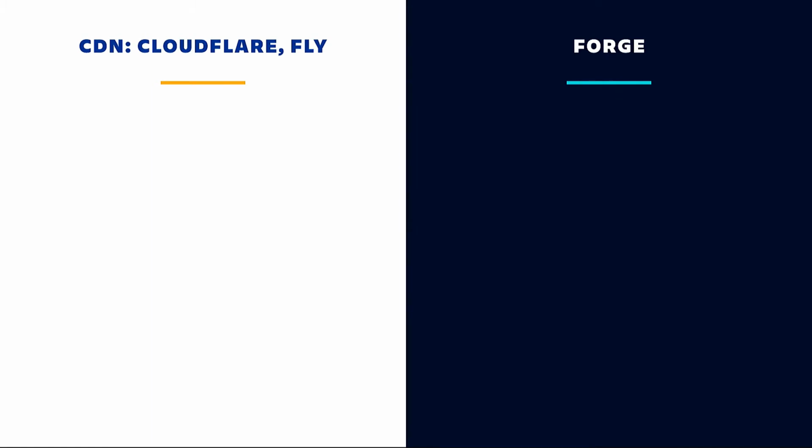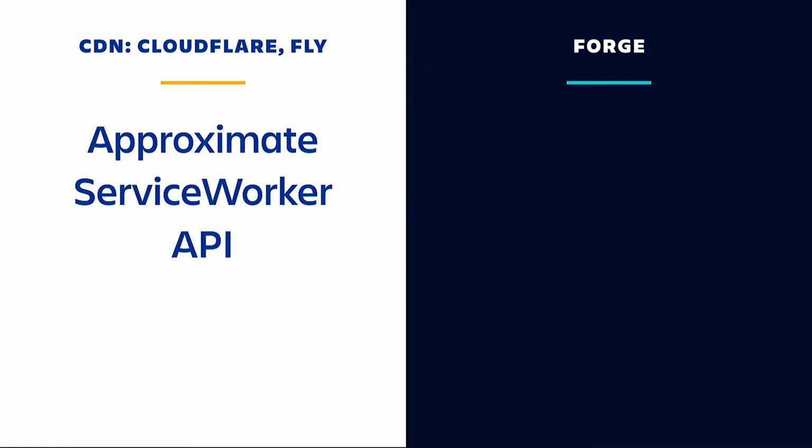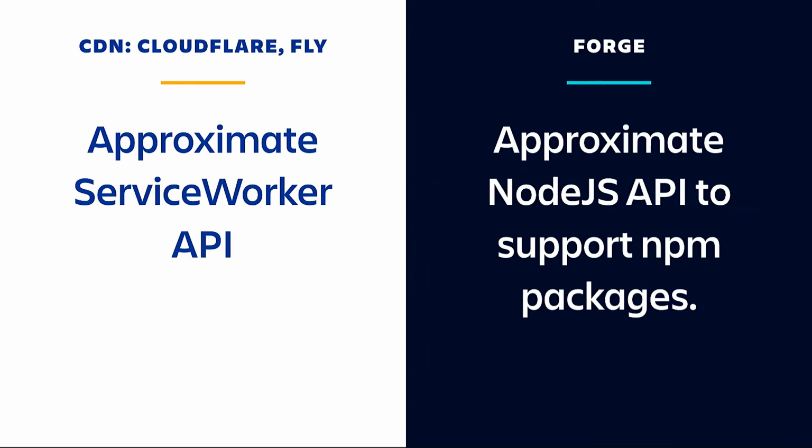Cloudflare is an example, so a CDN implementation. What they're trying to do is to approximate the service worker API. So if you've already written code that runs in the browser and, for instance, modifies requests, does caching to some extent, you could port that code pretty easily to the CDN implementation of functions itself, because it's the same API. And what we're trying to do is approximate the Node.js API over time, at least to the extent that the most common NPM packages are usable in a Forge context.